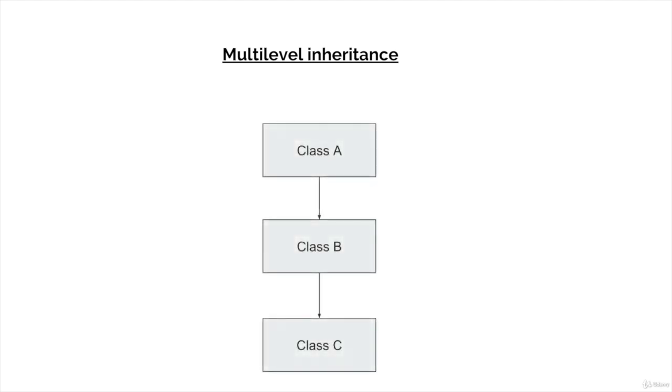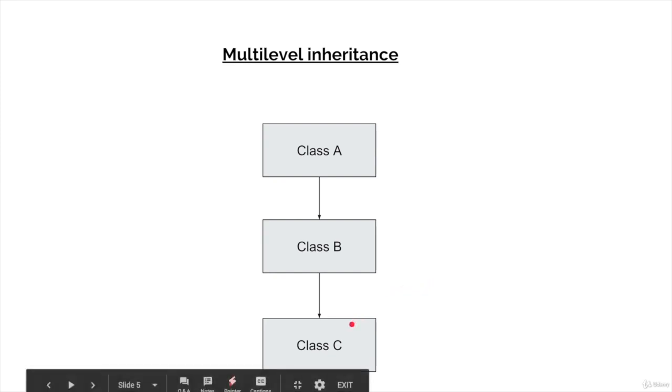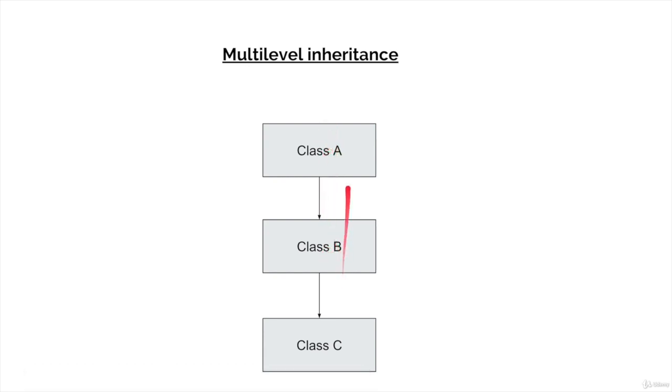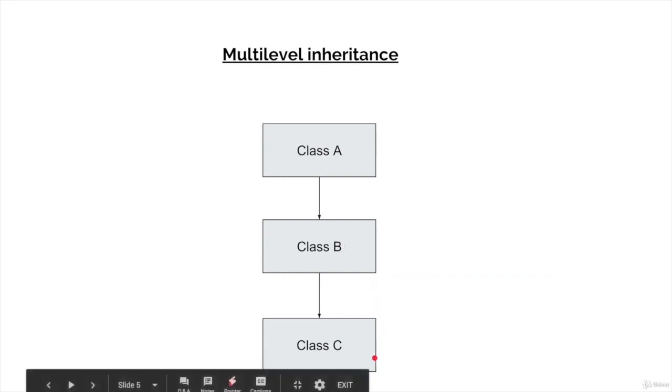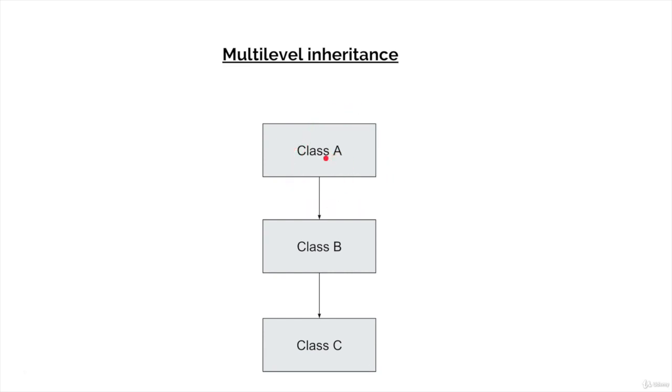Next is multi-level inheritance. Multi-level inheritance looks something like this. In this relationship, class C extends B and class B in turn extends A. So A is the parent of B and B is the parent of C. This is an example of multi-level inheritance in Java and in object-oriented programming.